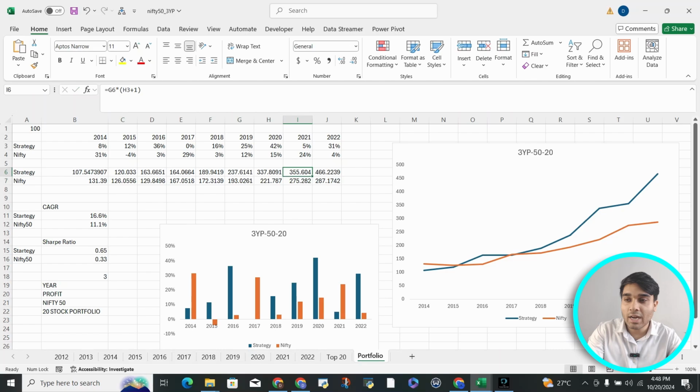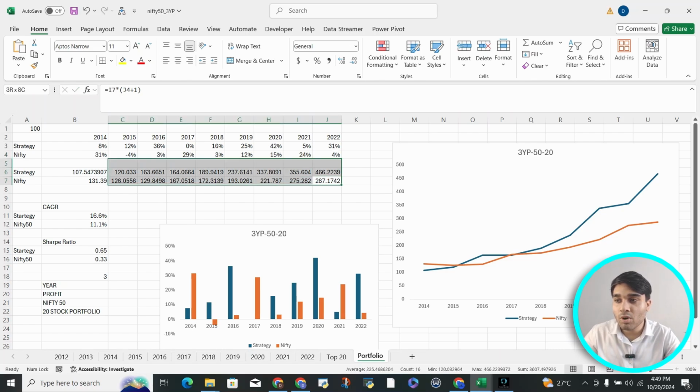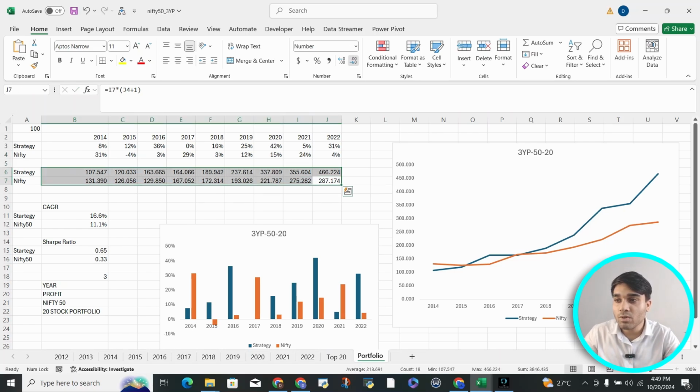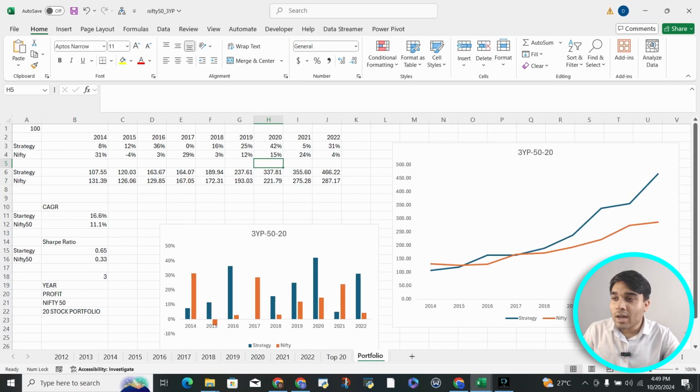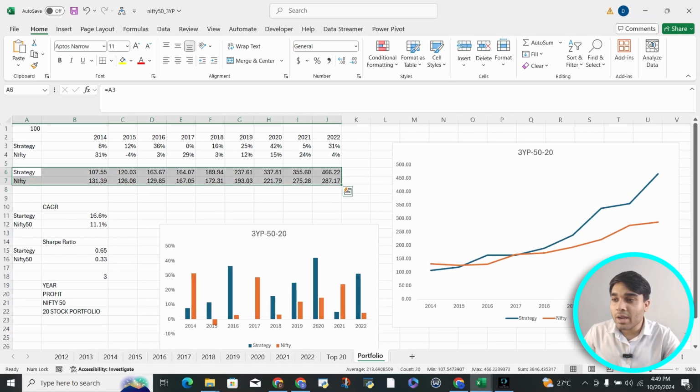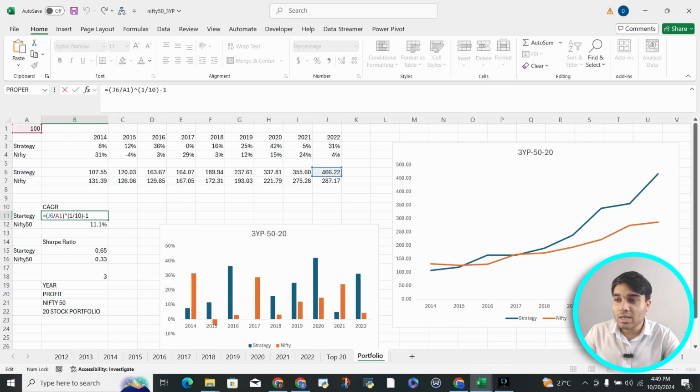Transaction cost is something which is not added here, and I'm taking CAGR only. I'm not withdrawing any money from my portfolio, right? So now you can see it better. And once I had all of these combined, I wrote a formula for CAGR.